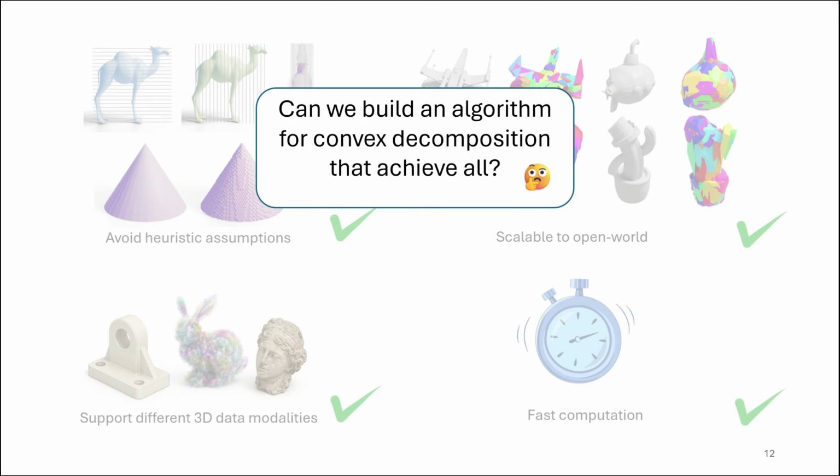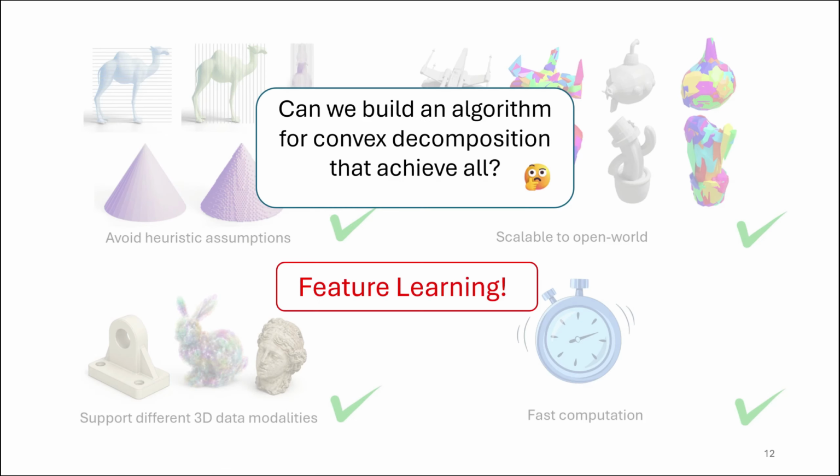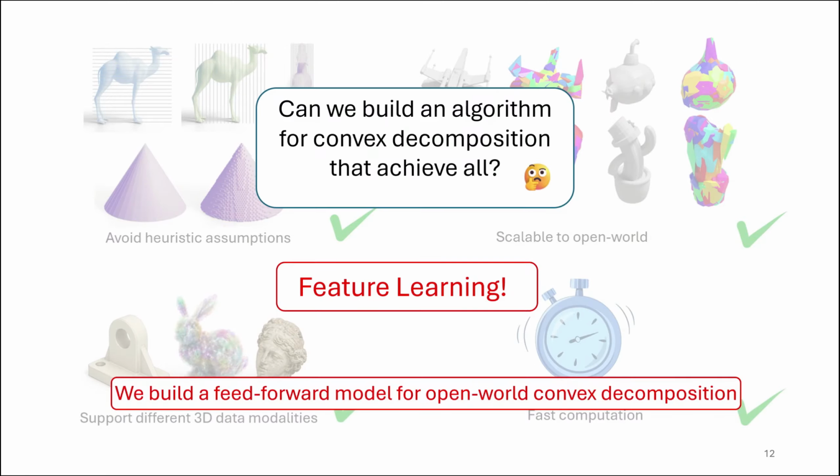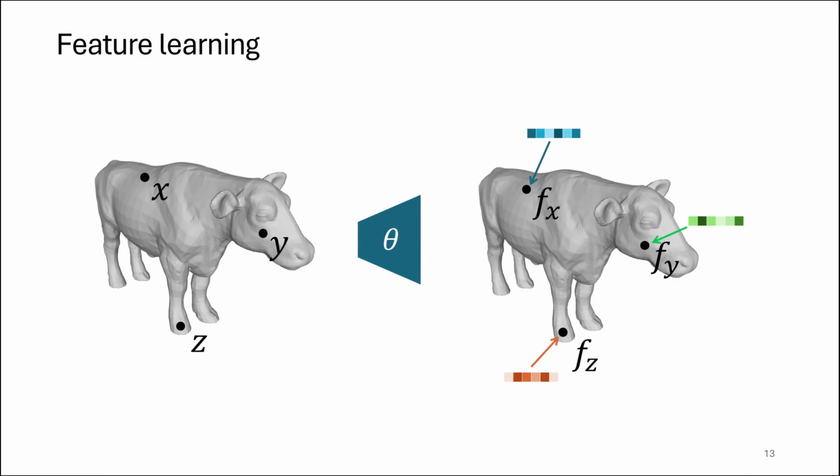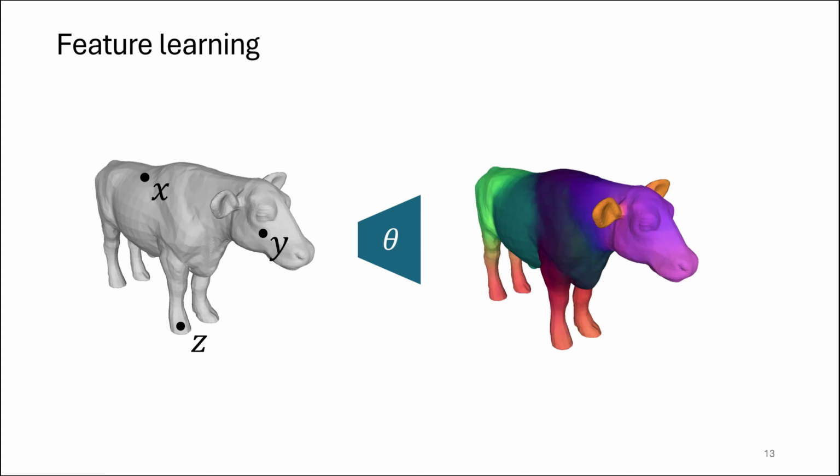We think that the key idea is feature learning. In particular, we want to use feature learning to build a feed-forward model for open-world convex decomposition. By feature learning, we mean that given an input shape, we train a coordinate network which learns to map every point on the shape to a feature vector so that we could form a feature field of this shape. And here we visualize the features via principal component analysis.